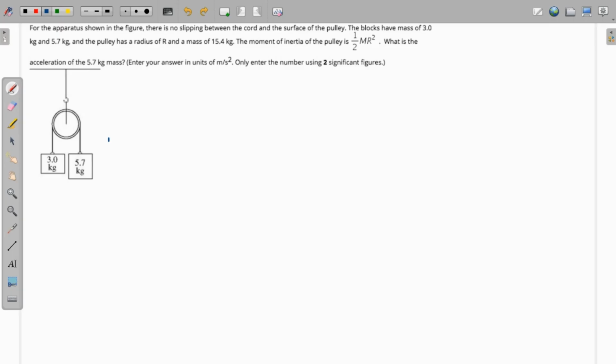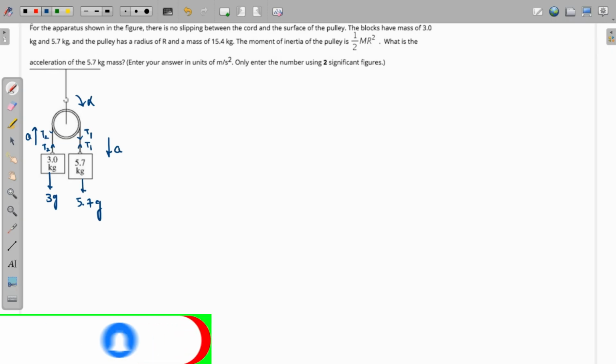So let the acceleration be a on this side, and this is a, and the pulley is moving with an angular acceleration of alpha. This is T1 and this is 5.7 g, which is the weight, this is 3 g and this is T2, and over here we have T2 and T1 as the tensions.